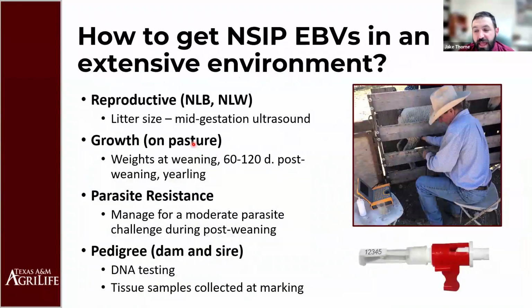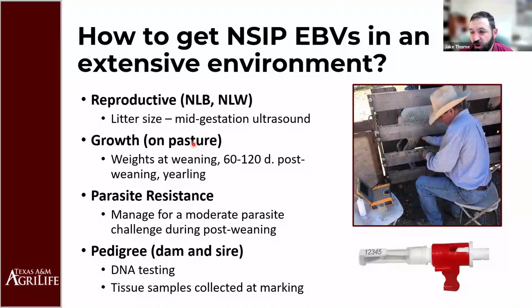Okay, so how do we get NSIP breeding values or EBVs in an extensive situation? I mentioned earlier that our flocks pretty much spend the entirety of their life out in the pasture on range. So how do we capture litter size? We do it with mid-gestation ultrasound. If done at the appropriate time, we can be pretty highly accurate in identifying the litter sizes of those females. Now, sure, is there some late gestation fetal loss that maybe confuses that just a little bit? That's a possibility, but we're going to live with that to get those animals into that type of situation.